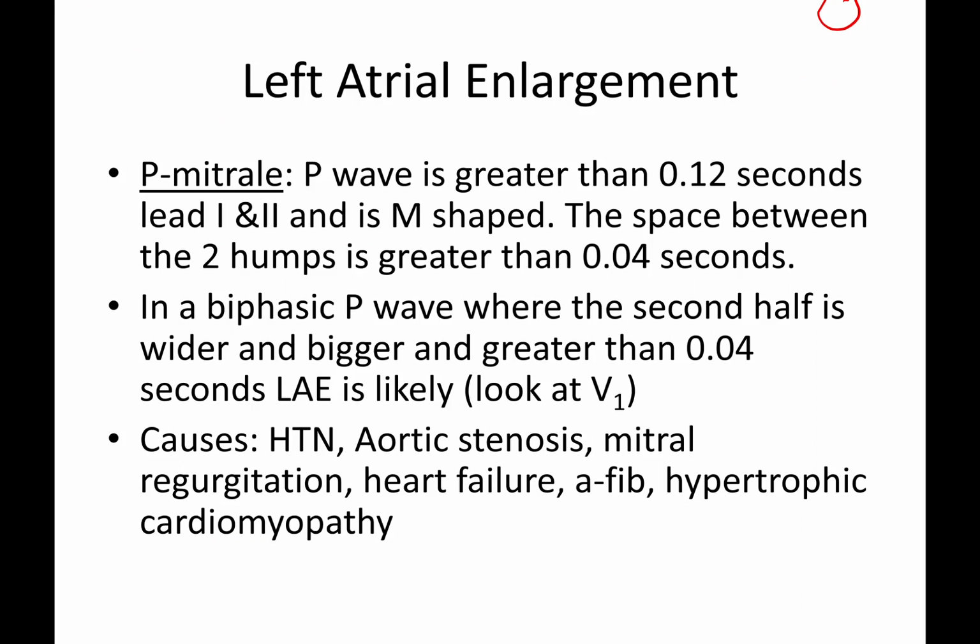Specific rules for P-mitrale: we want a P wave that is wider than 0.12, and that's just the P wave, not the PRI. So you want a long P wave in lead 1 and 2. And to really make it work, you want it to be M-shaped. So you want it to have that M part to it. The space between the humps is greater than 0.04 seconds, meaning that you have to have 0.04 across there.